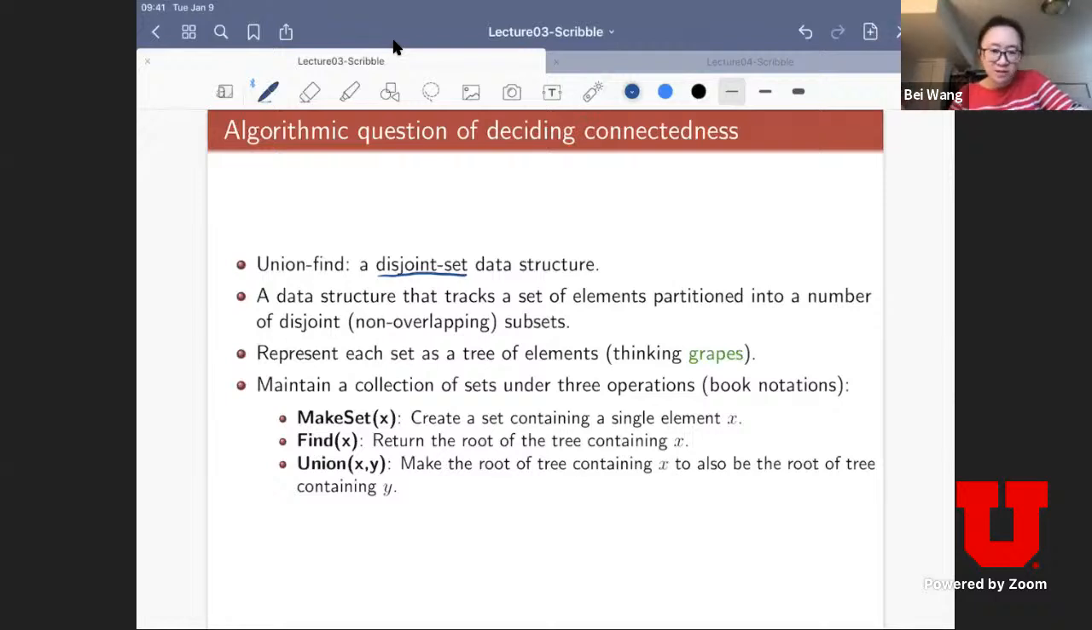So there are three operations in there. Number one: if I have a single element, I make it into a set containing that single element. That is the make set operation. I also have a find operation, which tries to find the root of the tree that contains a particular element, right? And then union says that if you have a tree that contains X, you want to make the root of that tree also be the root of the tree containing the other node Y. So this is a situation where you take two clusters of grapes and glue them into one single component. Okay.